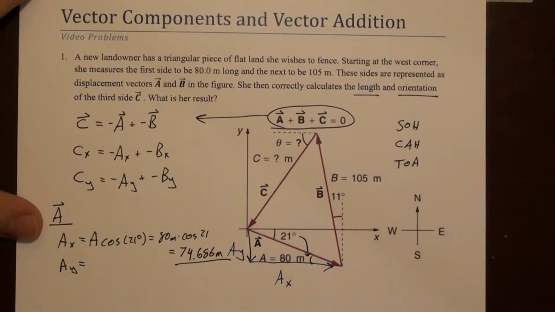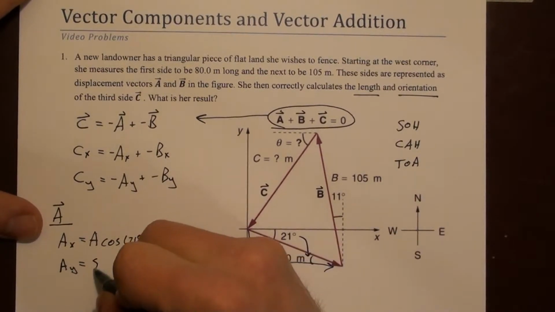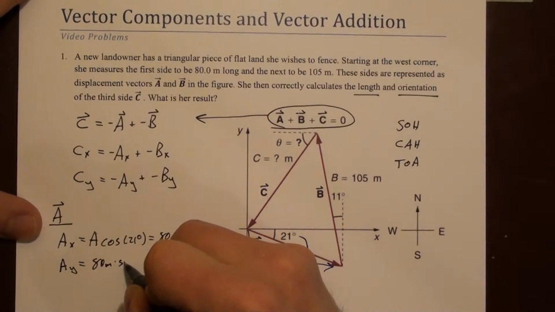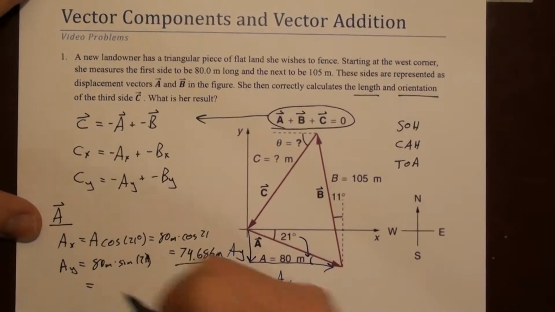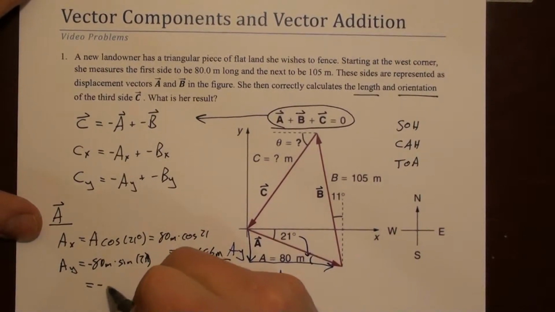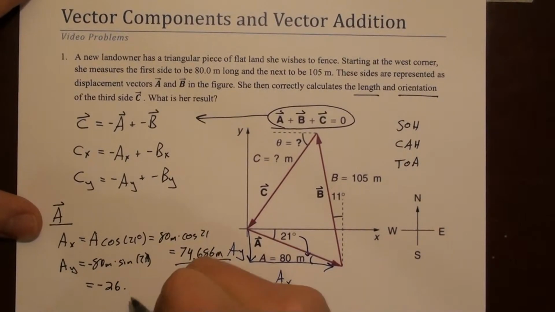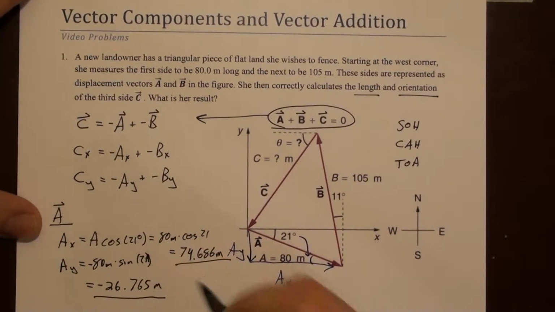And I can do the same thing for y. The A sub y is opposite, so that's a sine. So that should be 80 meters times sine of 21 degrees. And we should be careful here. A sub y is pointing down, so they actually need a negative sign. So that should be negative 26.765 meters.